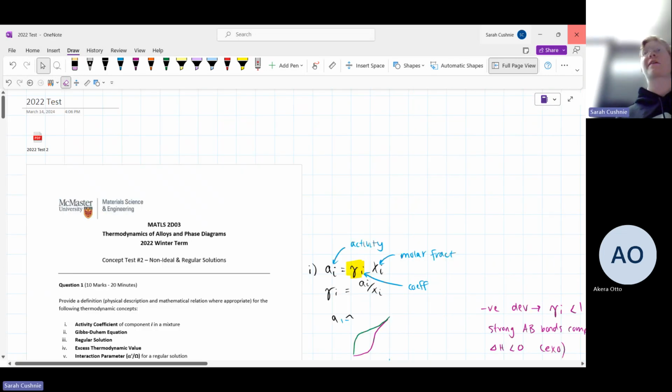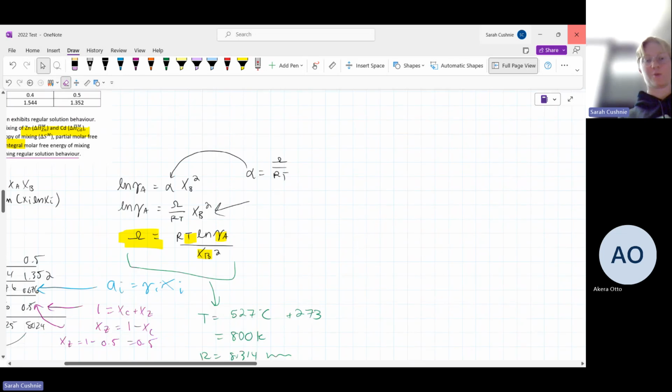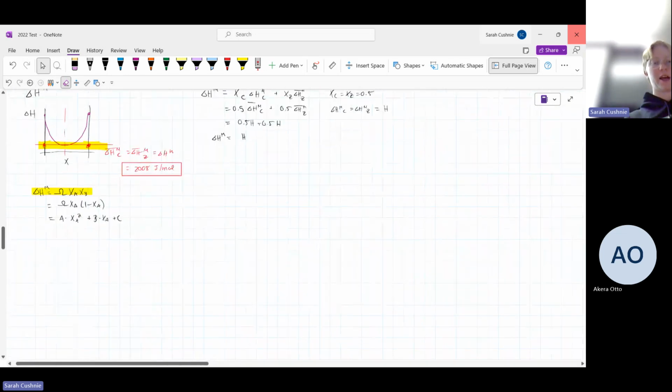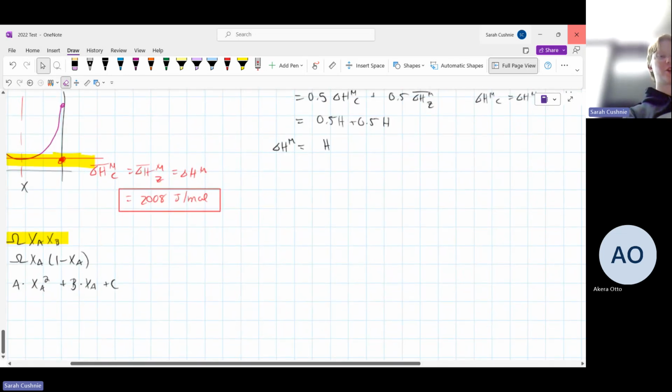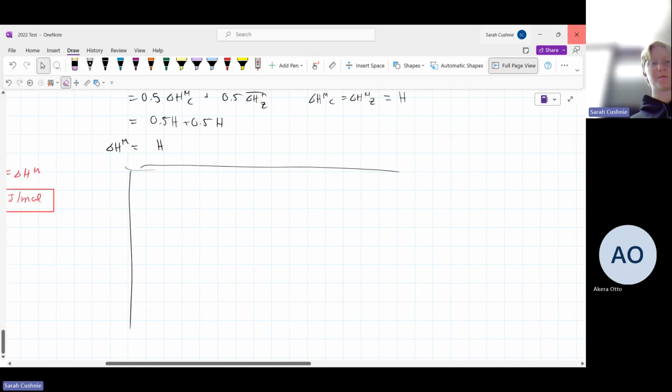Okay, so there's another way of looking at this. If you're more of a mathy person and you're like, Sarah, that graph actually makes me want to cry, I don't want to deal with molar free entropy of mixing and all that jazz, there's another way you can look at this, and this is the way the solutions did it. So this is going to be a bit of a side tangent, but something to consider.